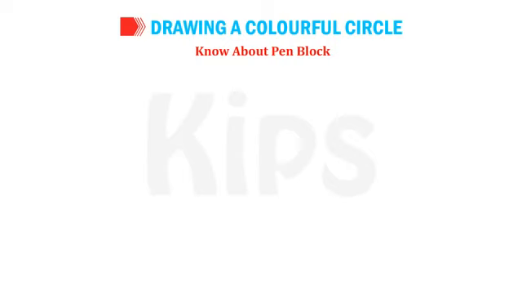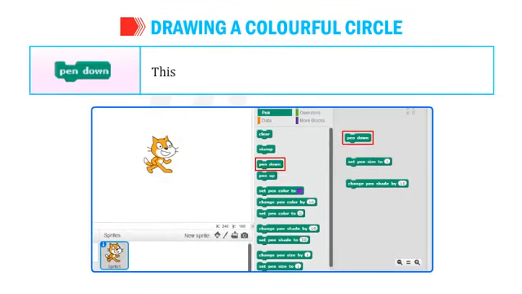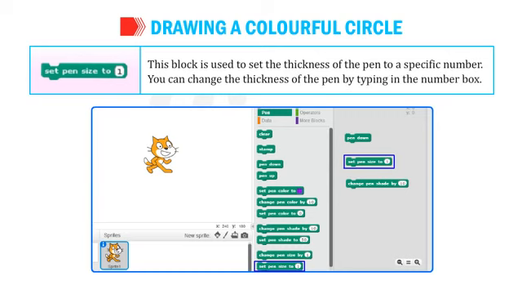Let's learn about Know About Pen block. Let us understand the use of pen blocks which we have used in the project. Pen down. This block draws a line as the sprite moves on the stage. Set pen size to 1. This block is used to set the thickness of the pen to a specific number. You can change the thickness of the pen by typing in the number box.